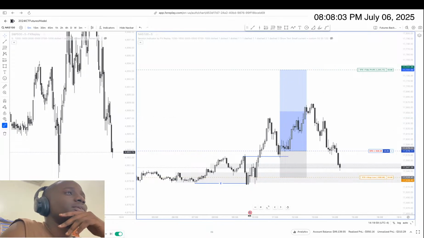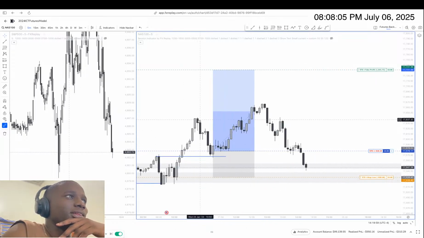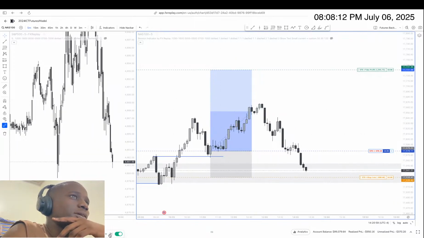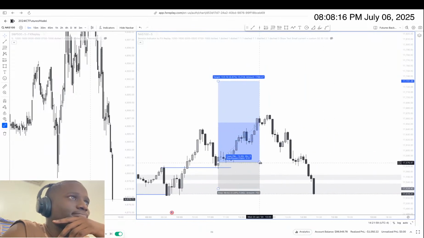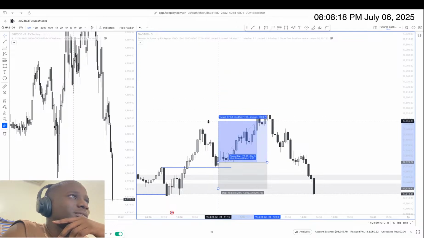So drop, we didn't have an obvious drawn liquidity other than this high. It's the AM session high, which means this might become a loser, obviously. So if our target was here, then it would be a 1 to 1.